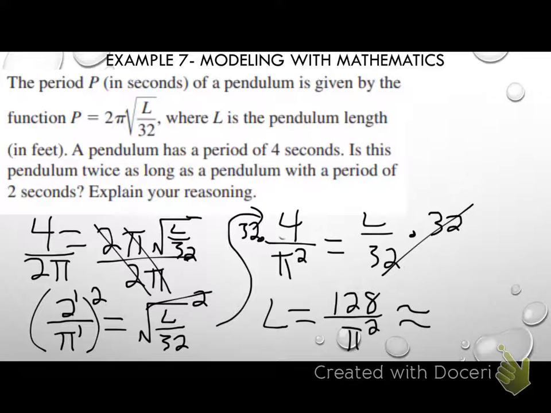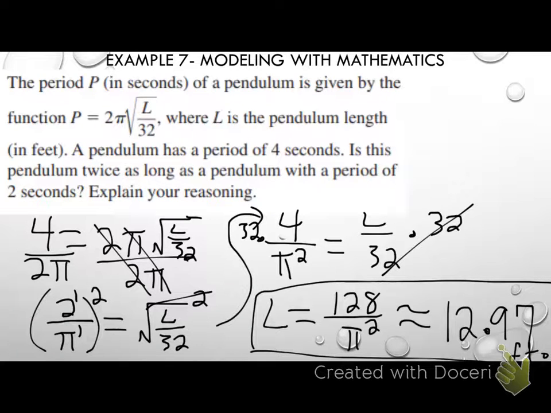Why'd you put "about"? Yeah, that means approximately. I'm going to round here because I'm going to get a decimal. So 128 over, use our pi button here, squared. It's approximately 12.97 feet. I just typed that in the calculator.